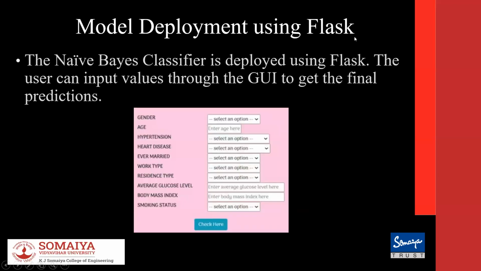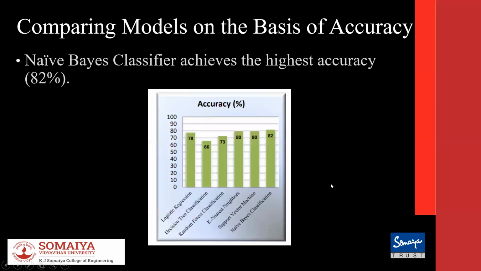Now, the model deployment is done using Flask. Flask is basically a lightweight web framework that helps you deploy machine learning models and create websites. The user can input values through the GUI to get the final predictions. So you can input values like gender, hypertension, work type, body mass index, smoking status, and you can get the prediction on whether the person is likely to have a stroke or not.